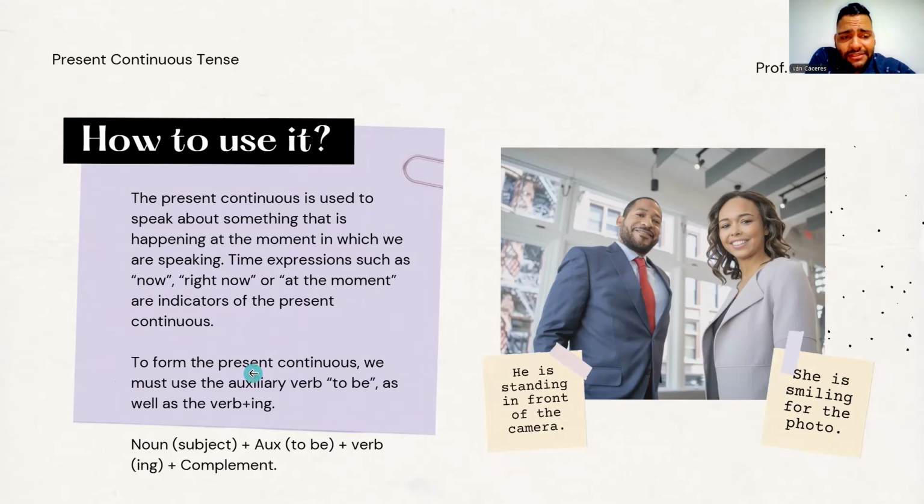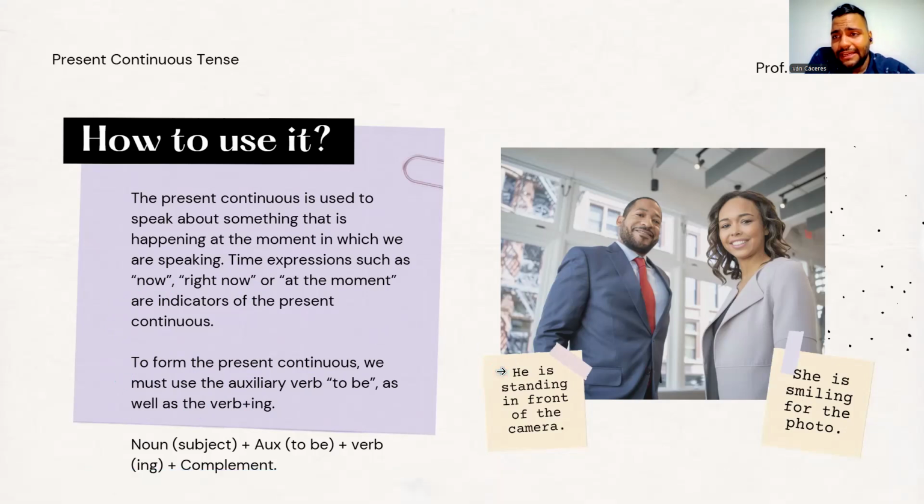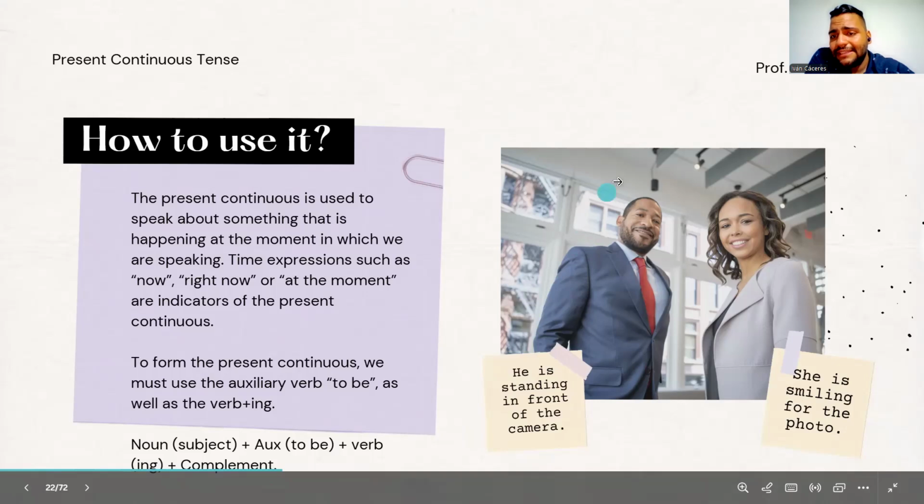To form the present continuous, we must use the auxiliary verb to be, as well as the verb followed by the ing. For example, here we have the common structure of these kind of sentences. We have a subject, he, then we have the verb to be that corresponds to that subject, is, he is, and then we have the verb with ing, standing. He's standing in front of the camera. Él está parado frente a la cámara.